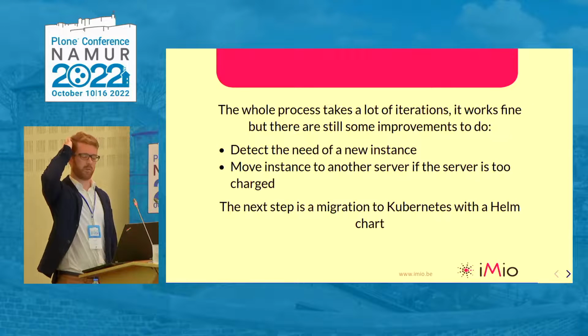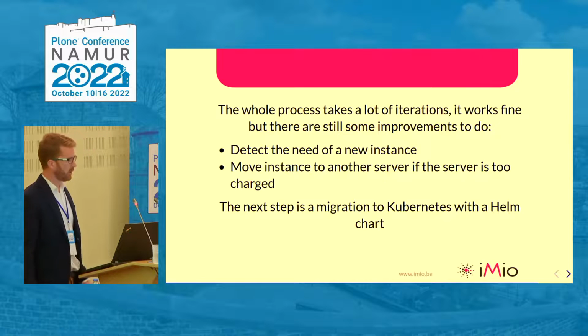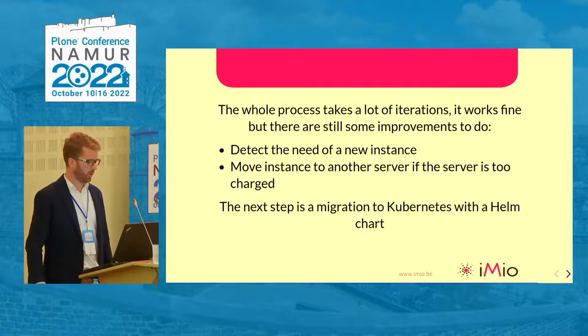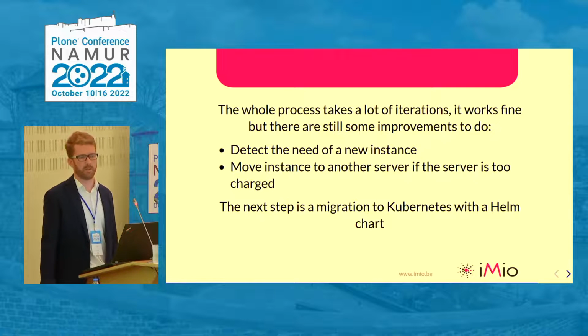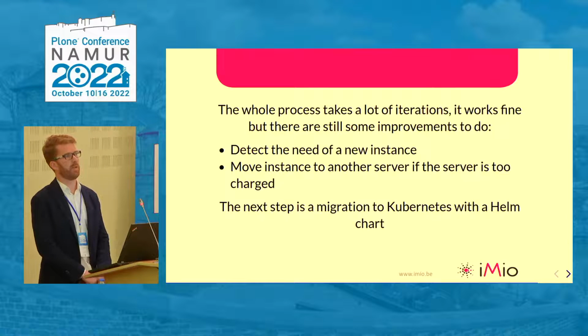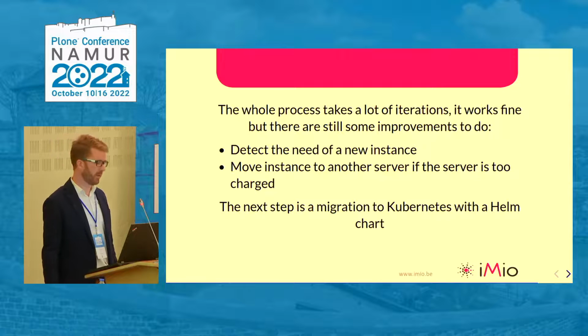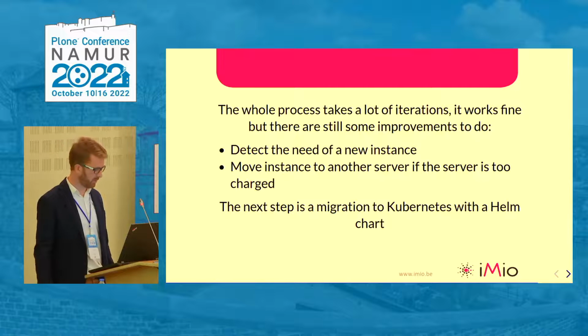Now the whole process took a lot of iterations to work. It is fine now, but needs some improvements. We cannot easily detect the need for a new instance. Maybe under an attack or something like this, it's not really easy to take an action with Puppet and with a Jenkinsfile at this moment. And when a server should be restarted or something like that, instances could be moved automatically to another server, but we cannot do that with our process at this moment.